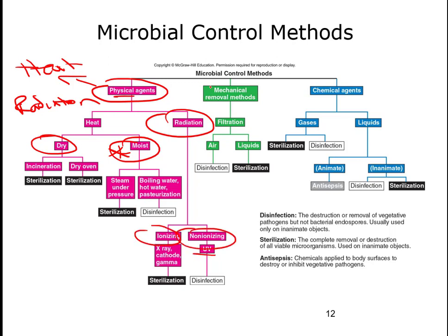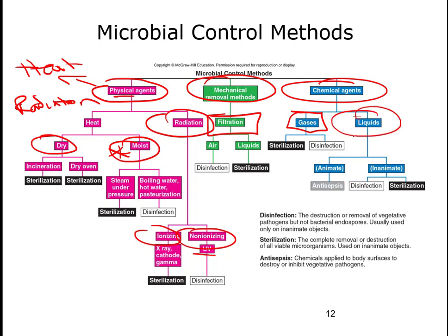The second main method is mechanical removal, which basically means filtration. In filtration, we're not actually killing the microbe, we're just removing it from whatever our sample is. And then finally, chemical agents. Chemicals could either be in a gas form, such as the ethylene oxide we talked about, or a liquid form like common disinfectants we use in everyday life.